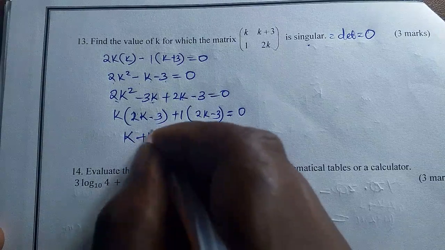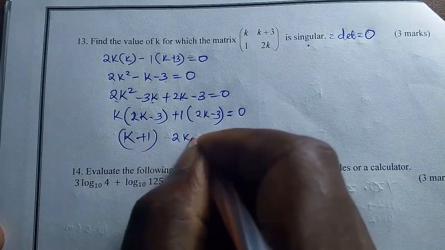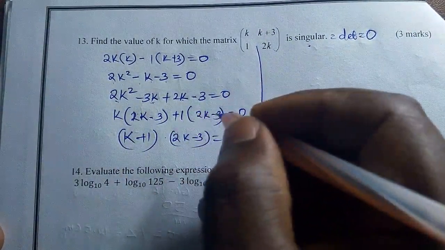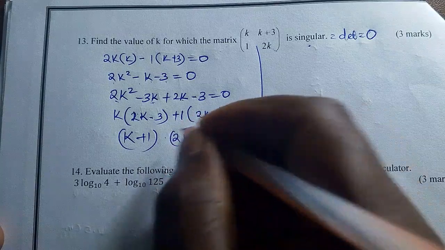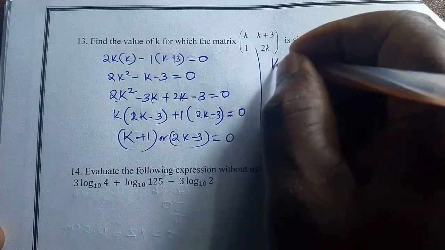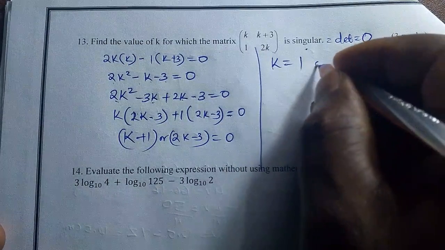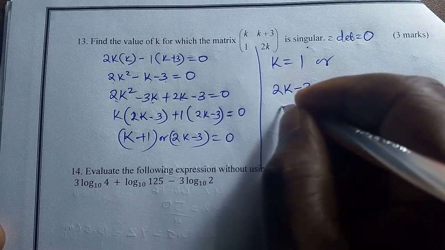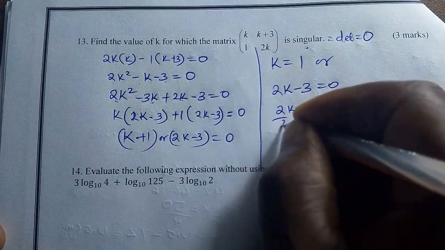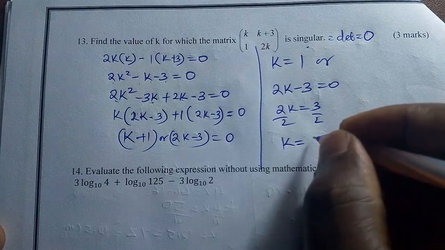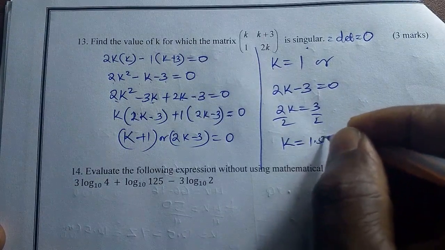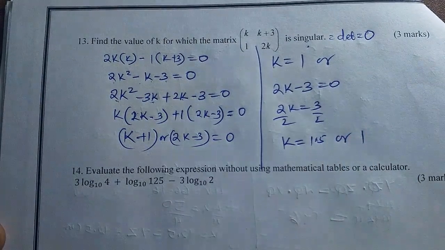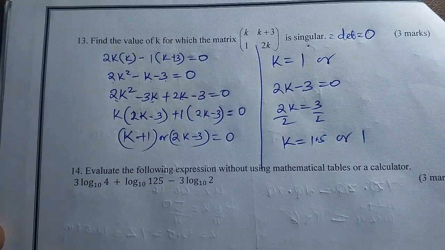So k plus 1 into 2k minus 3, the answer is 0. So from here, k is equal to negative 1 or 2k minus 3 is equal to 0, meaning that 2k equals 3, so k equals 3 over 2, which is 1.5. So k is negative 1 or 1.5, and that is the value you are supposed to obtain.